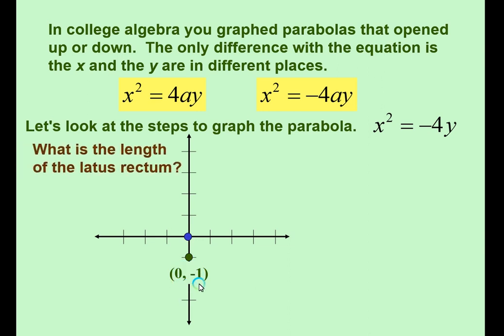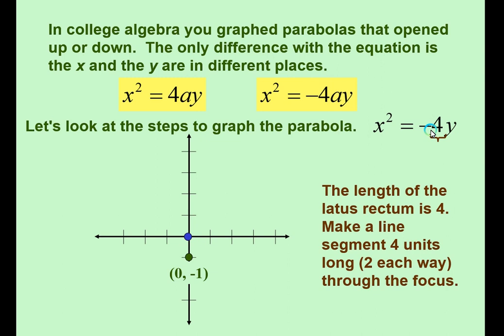Next, the question is, what is the length of our latus rectum? Based on the equation, we have x squared is equal to negative 4y. And we know that based on this equation, this will be x squared is equal to negative 4a. Negative 4a is equal to negative 4. Therefore, our latus rectum is equal to 4. 4a is equal to 4.